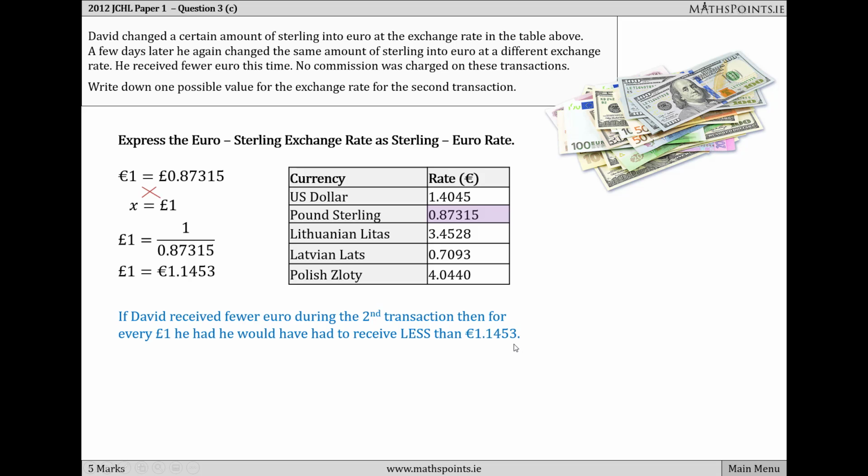Now, the question asks us for one possible value for the exchange rate for the second transaction. So any euro amount that's less than 1.1453 means he would have received fewer euros. So to write down one possible value, we'll choose a number very slightly less than 1.1453. So we'll say that the exchange rate could have been that 1 pound was equal to 1.145 euros, which means that on the second transaction he would have received slightly fewer euros than on the first. But any number less than 1.1453 would have been valid in this question.